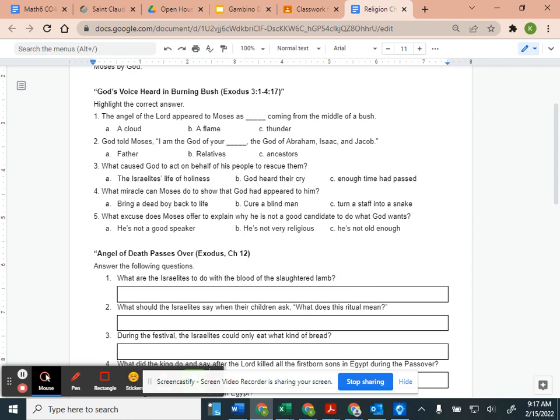Moses doesn't want to go. This is a huge thing, going to the king, going in front of all of the elders of Israel to take the Israelites out of slavery. This is a big deal, and he's scared.